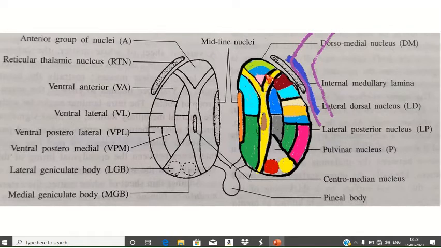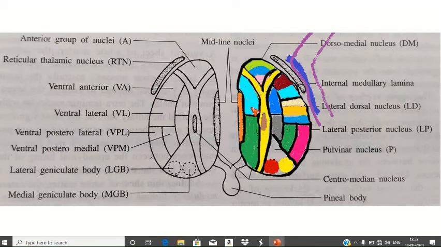So it is consisting of 3 areas: anterior ventral, anterior dorsal, and anterior medial. 3 areas you can remember easily. Green color one is anterior ventral, and then posterior one is anterior dorsal, and middle one is anterior medial.